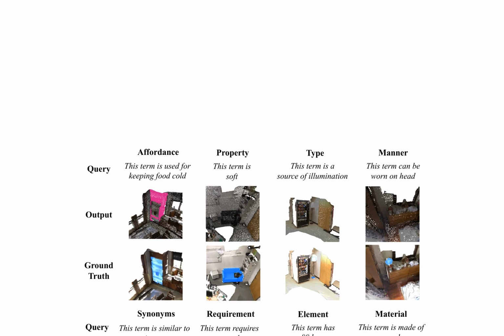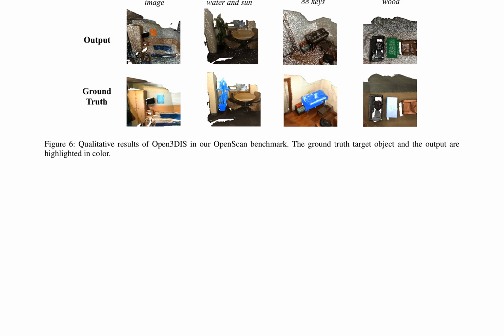By analyzing the outputs generated by Open3DIS against the ground truth, researchers can evaluate the efficacy of this system in accurately identifying and describing object properties. This process contributes to advancements in machine learning models that aim to understand and interact with objects in complex environments. The results from the OpenScan benchmark provide valuable insights into the strengths and limitations of the Open3DIS system. They demonstrate the potential for such systems to enhance our understanding of object affordances and improve human-object interactions in various contexts.